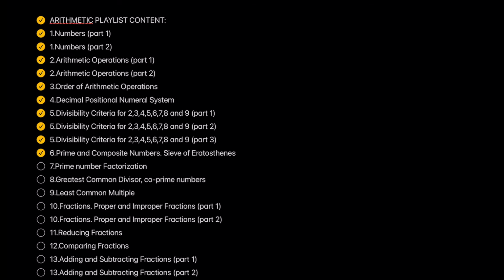Prime and composite numbers. Sieve of Eratosthenes. Here we will define what prime and composite numbers are and analyze the oldest algorithm of how to generate prime numbers. Next, prime number factorization. Each number can be represented as a product of prime numbers. Here we will learn how to do it.